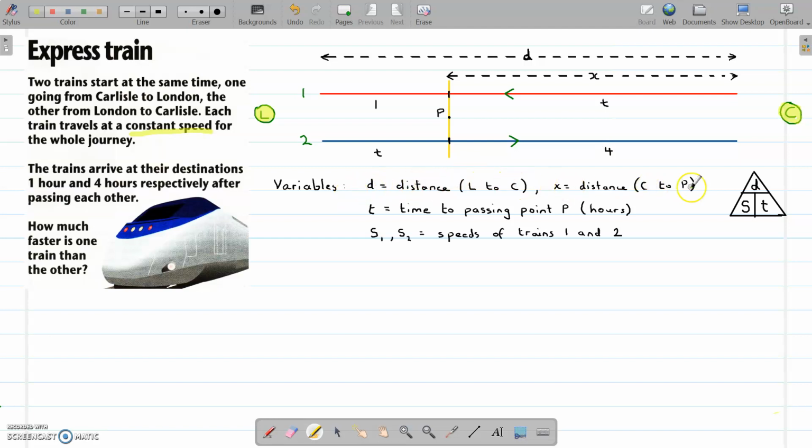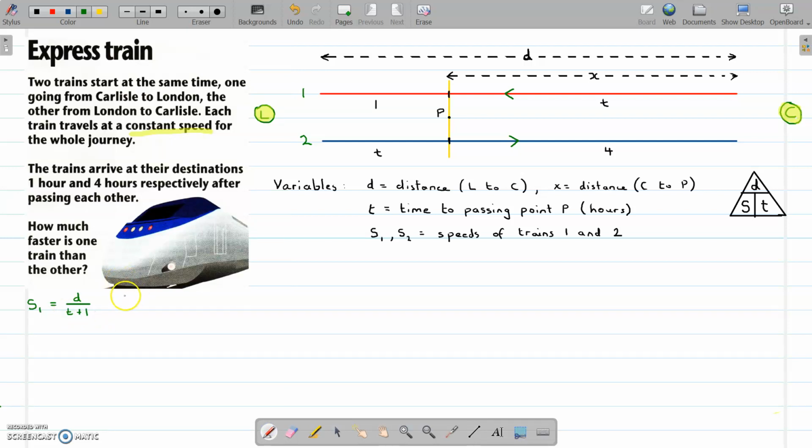Okay, so I've defined all the variables here, and we're going to use S1 and S2 to represent the speeds of the two trains. We also have this little reminder about speed being distance over time. So I'm going to start with two equations like this. I'm going to say that the speed of train 1 is equal to its total distance covered divided by the total time that it took. And the total time that it took was t plus 1 hours. So that is train 1 and its speed.